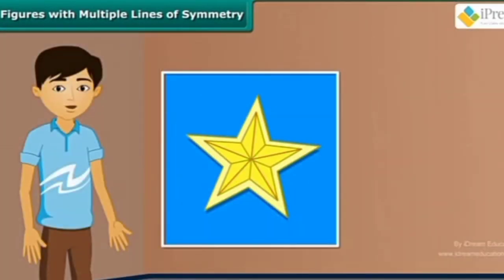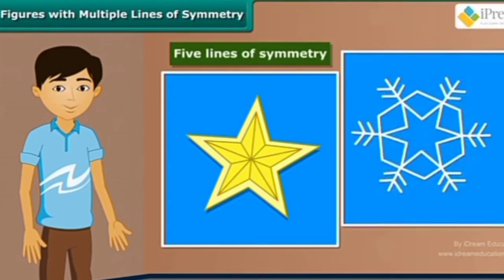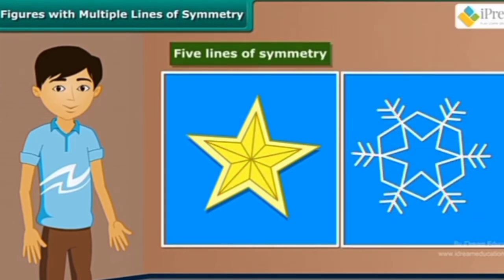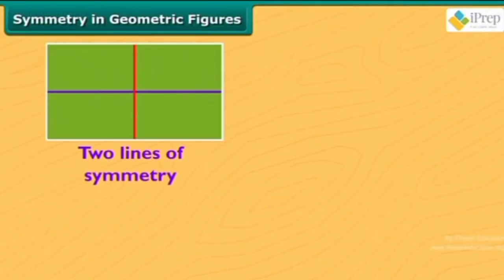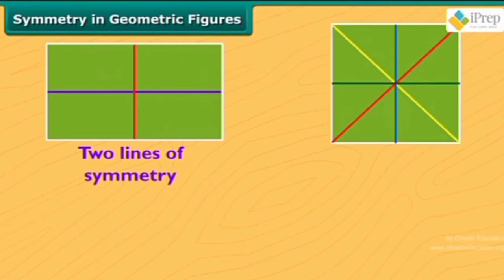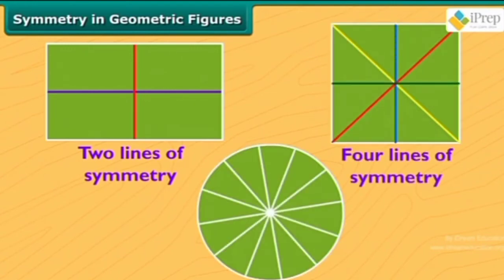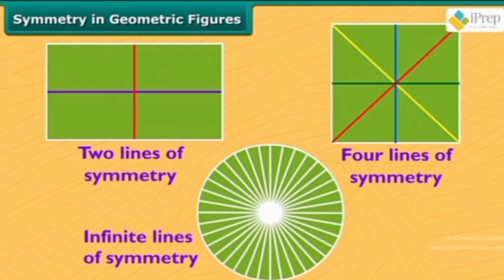Children, look at this beautiful star. You can see the star has 5 lines of symmetry. What about this pattern? How many lines of symmetry does it have? It has 6 lines of symmetry. A rectangle has 2 lines of symmetry, but a square has 4. A circle has infinite lines of symmetry.